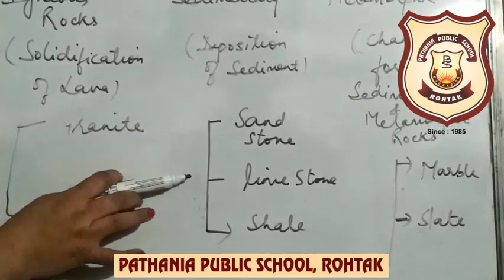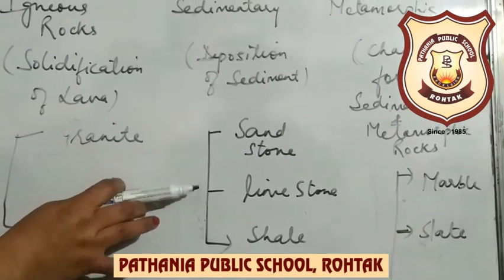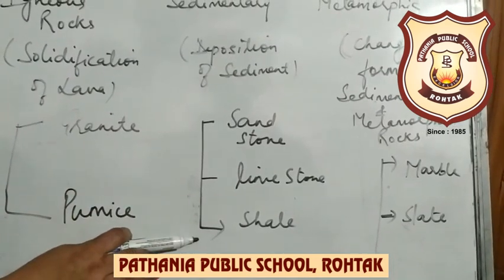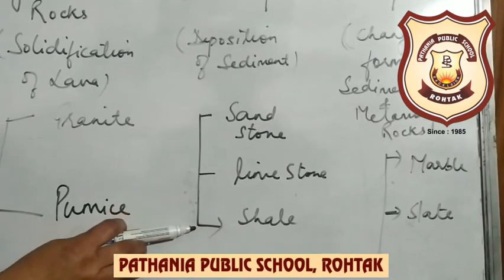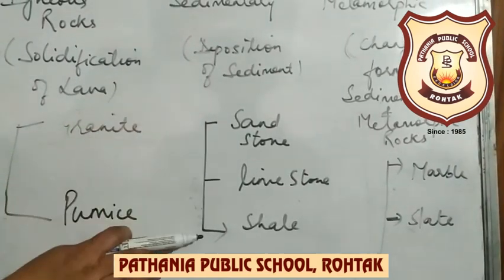Now limestone, it is made up of fine and soft grains and it is rich in minerals like calcium. It is used to make lime, cement and brick. Now third, beta, shale. Shale is made up of clay and mud particles and it is used to make bricks. These are some sedimentary rocks.